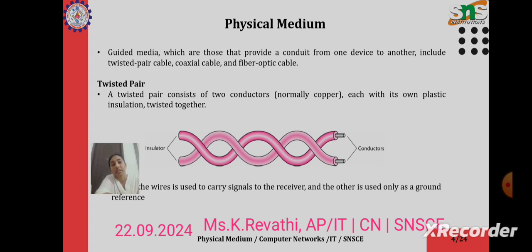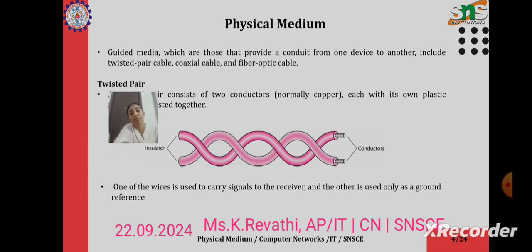The first type is guided media, twisted pair. Guided media are those that provide a continuity from one device to another, and include twisted pair cable, coaxial cable, and fiber optic cable. A twisted pair consists of two conductors, normally copper, each with its own plastic insulation, twisted together as shown in the figure below. One of the wires is used to carry the signal to the receiver and the other is used as the ground reference.